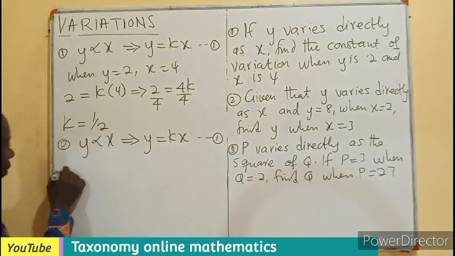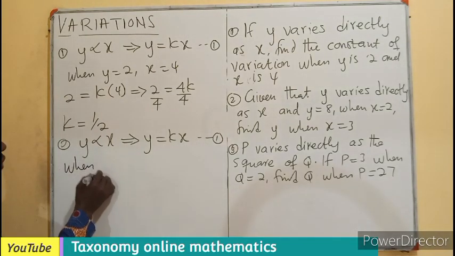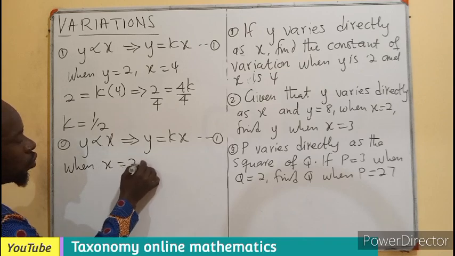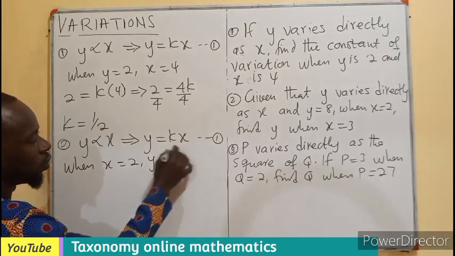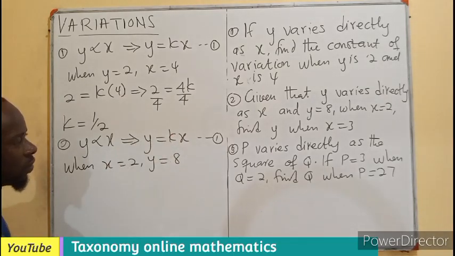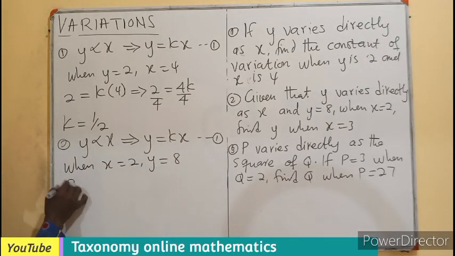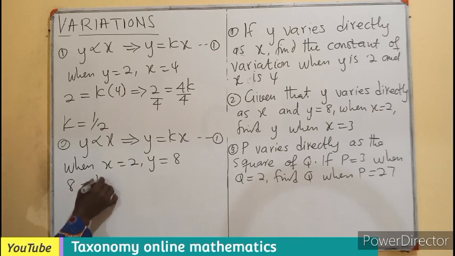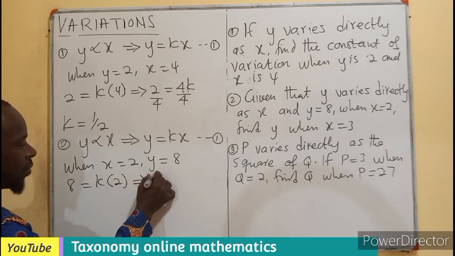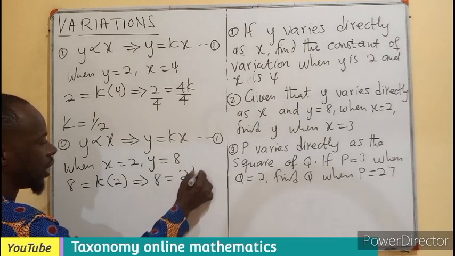So in this case, when the value of x equals 2, y is equal to 8. So now let's substitute and find our constant of variation. So 8 in place of y equals k times 2. Right? Which in the other way we can write as 8 equals 2k.